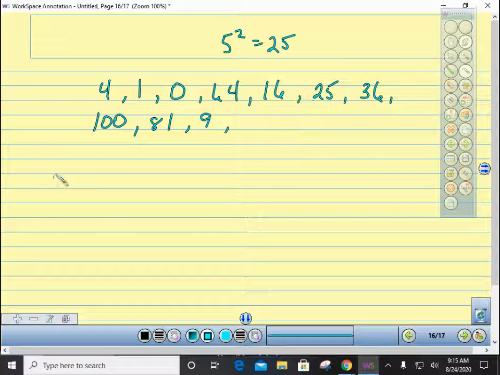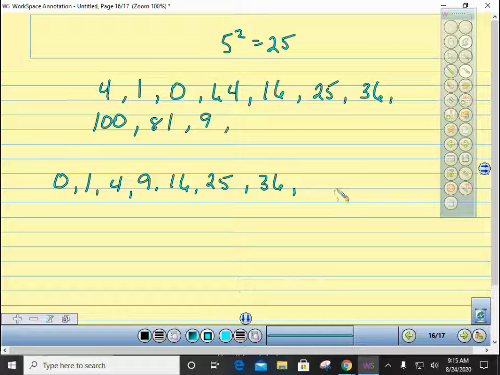I'm going to write them in order. Maybe you'll figure it out. 0, 1, 4. What's next? 9. 16. 25. 36. There's one missing right here. 49. Who said 49? Yes, Gracie. I said 49. And then we got 64. We got 81, and then we got 100. Okay? So, this is how we do it.